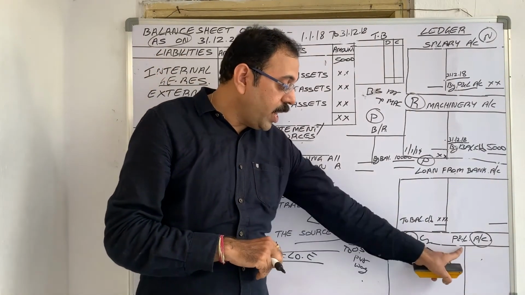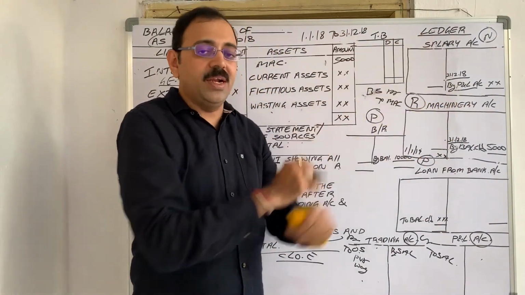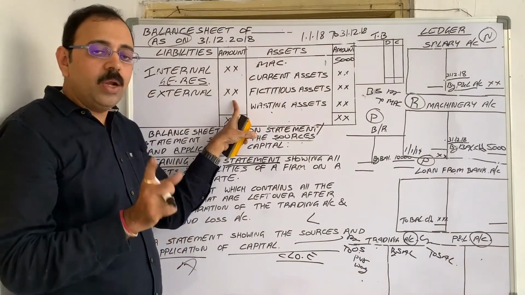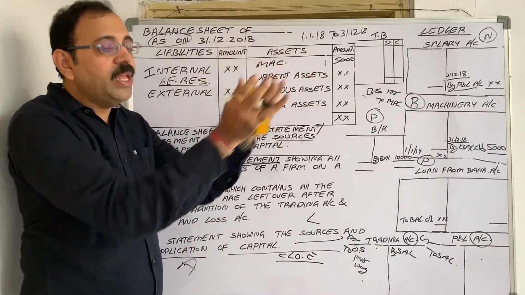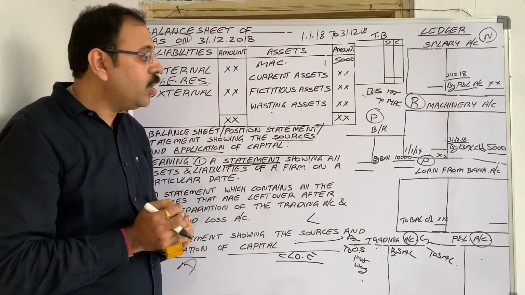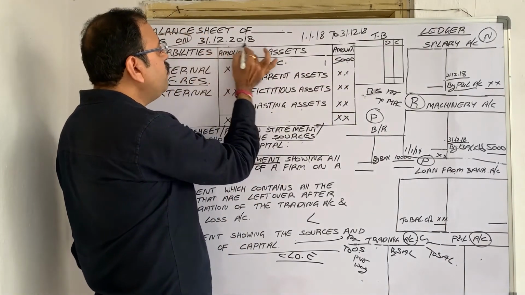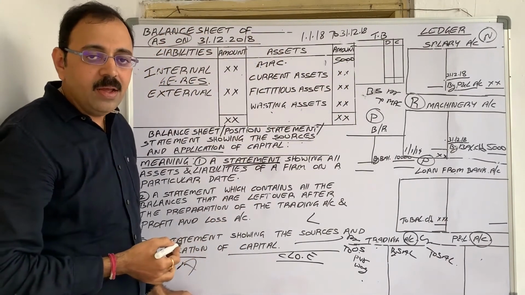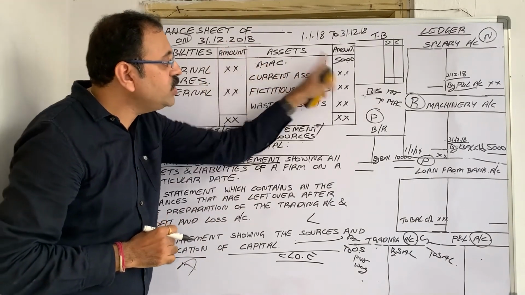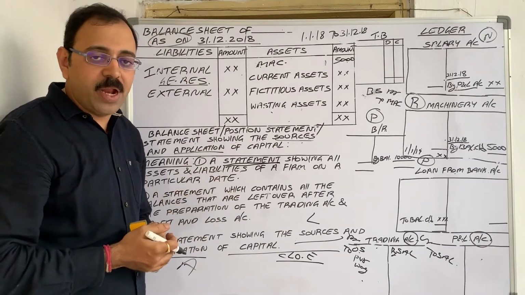Trading account, P&L account amounts are what? They represent one particular period. But balance sheet values don't represent a particular period. They represent a particular date. Means what? When machinery value is 5,000 on 31st December 2018, then the meaning is on this particular date machinery value is 5,000. Next day anything may happen.